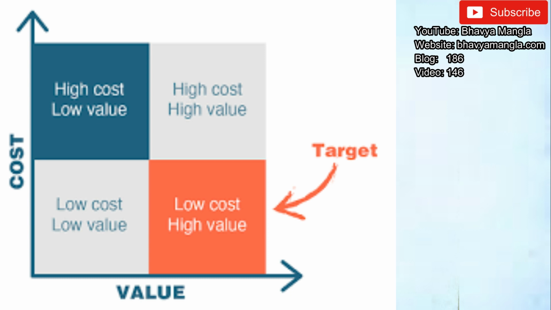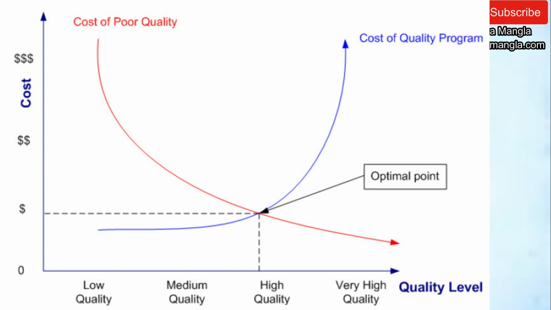So we just need to see what should be the relationship between quality and cost, so that we can give low cost but high value. If you look into another graph which is talking about the relationship between the quality and the cost, if you see the blue curve or blue line, you will find that starting from low quality, then medium quality, then high quality, that is the optimal point with respect to the cost.